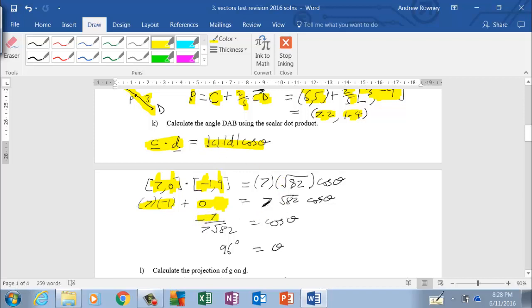On the right hand side, the other way of doing the dot product is using length cos theta. The length of C is 7, the length of D is root 82 using Pythagoras, and the cos theta we leave like that. We're trying to find theta. This thing here we now take over to the other side, on the bottom, and now we do shift cos and we get 96 degrees. So that's the angle between those two vectors.